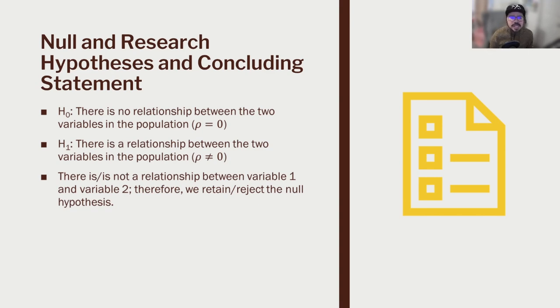For your concluding statement, you would be coming to the conclusion that there is or is not a relationship between variable 1 and variable 2. Therefore, we retain or reject the null hypothesis.